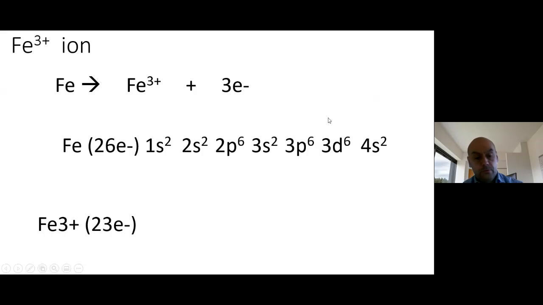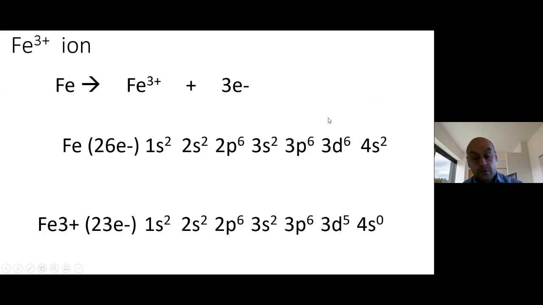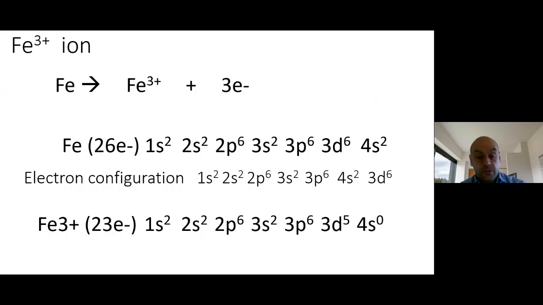So as a result, you can see my configuration. The danger here is when you put your electrons in, let's say you wrote the configuration out and put 23 electrons in, you're probably going to put them in the wrong orbitals. So I recommend you write out the configuration for the atom and then you knock electrons off it.